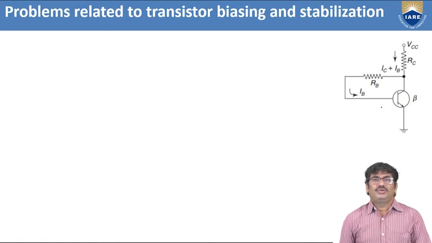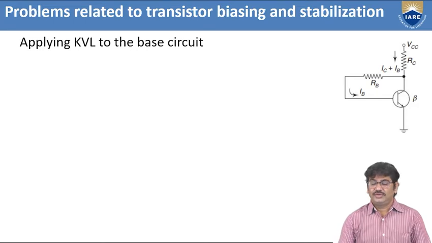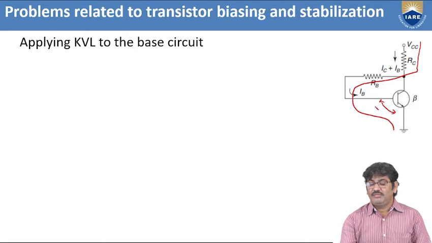For finding out the quiescent point, we need to first estimate IB, estimate IC, then estimate VCE. First, we write the KVL expression for the input circuit, which consists of VCC, RC, RB, and ground terminal. Between that, we have a base to emitter voltage VBE.